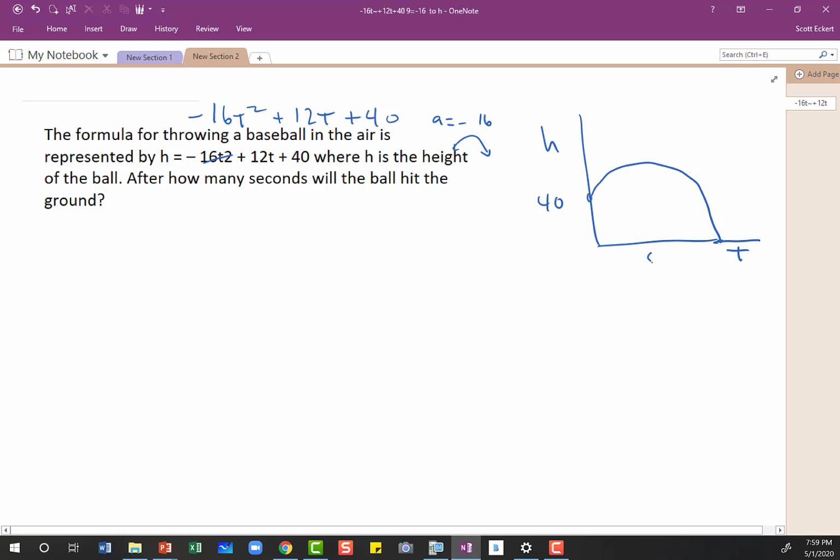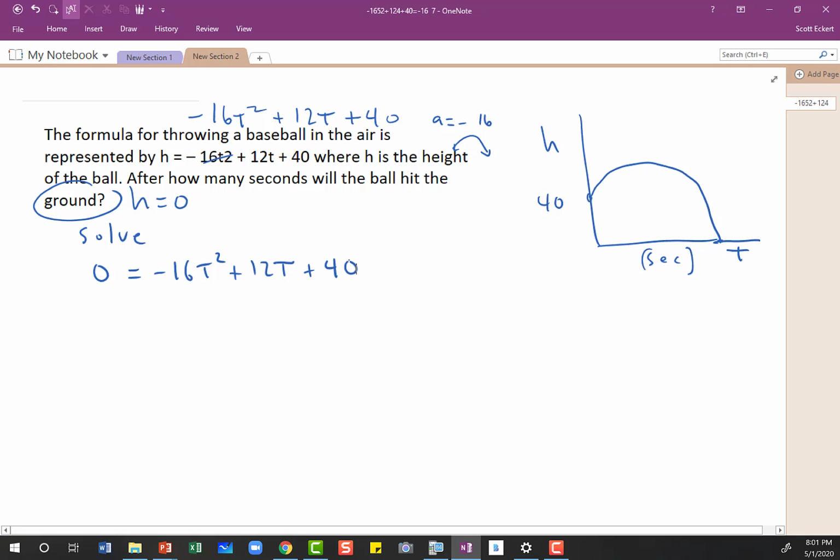And we're doing time in seconds here. And our question is, when will the ball hit the ground? How many seconds will it take? Well, hitting the ground means h equals 0. So we have to solve 0 equals negative 16t squared plus 12t plus 40.